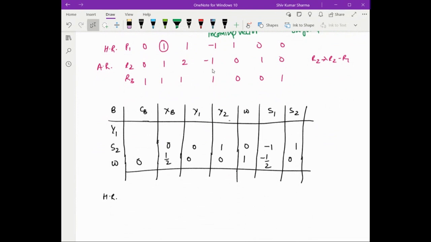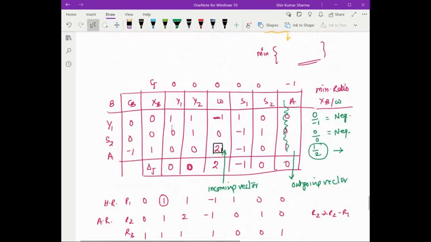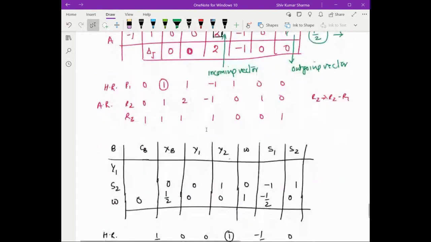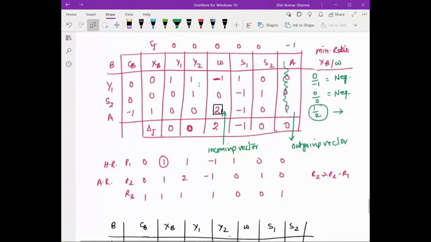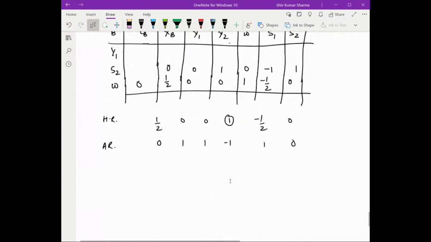So the third row is used as the helping row: 1 by 2, 0, 0, we make this element 1, minus 1 by 2 and 0. There is one apply row. We make this element 0, so we consider R3 as the helping row and add R1 plus R3, writing the result in place of R1.